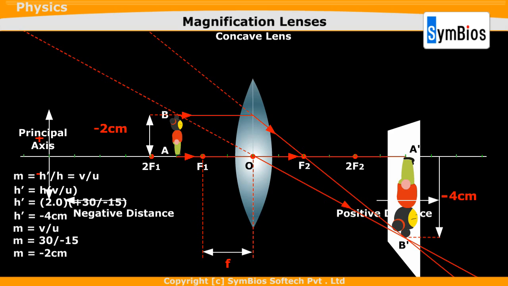The negative sign shows that the image is inverted and real. The image is 4 centimeters tall, which is formed at a distance of 30 centimeters on the other side of the lens. The image is 2 times enlarged.